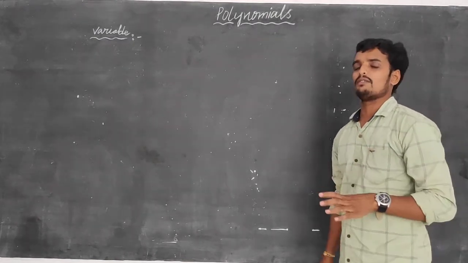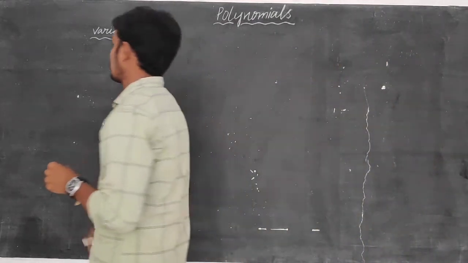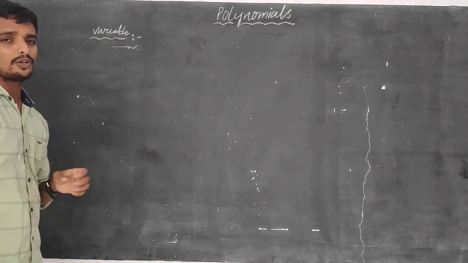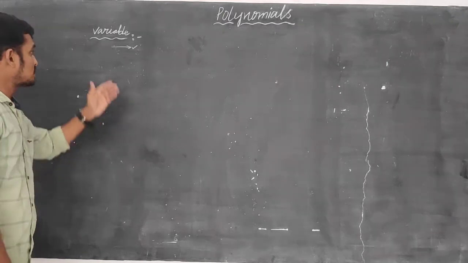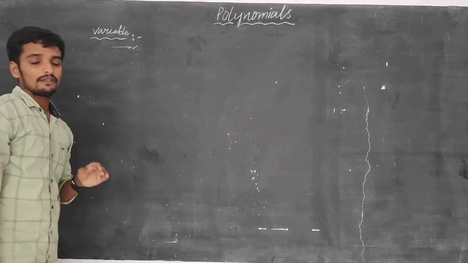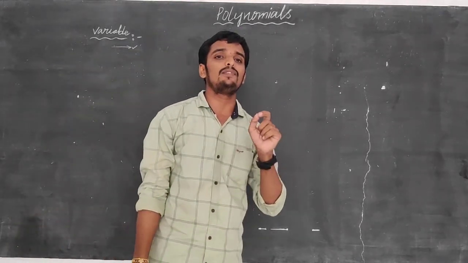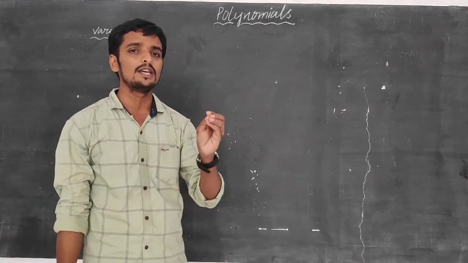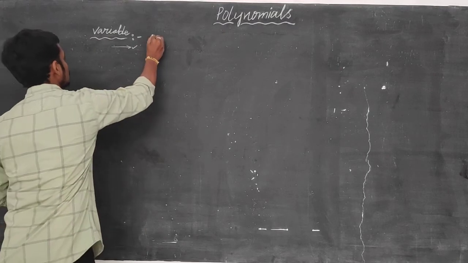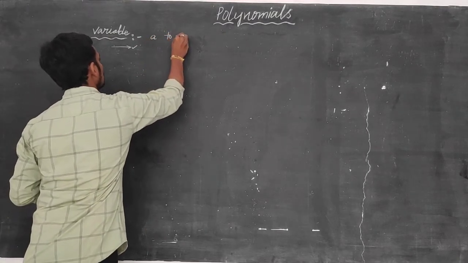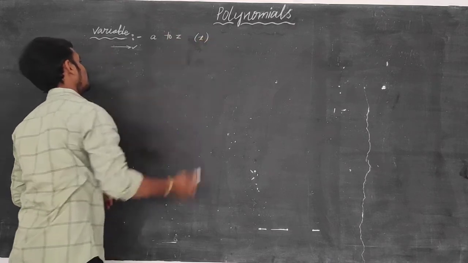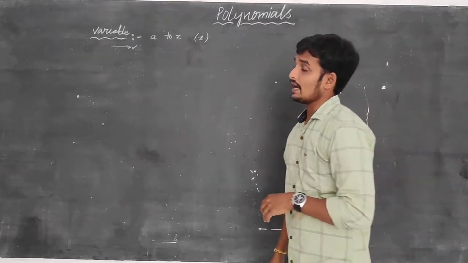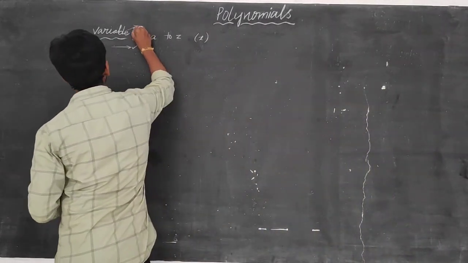A variable is a number, but the value of the number is not fixed. Variables are represented by small letters A to Z. Mostly we use the letter X. If you find X anywhere, it is not a letter, it is a variable. Another name for variables is literal coefficients.